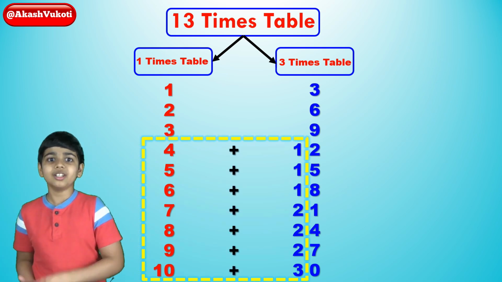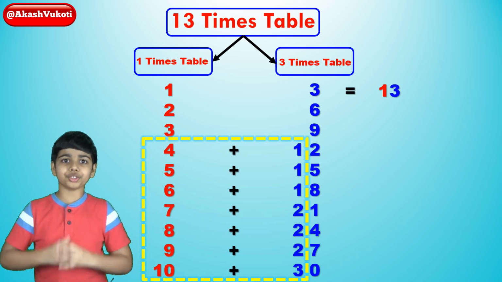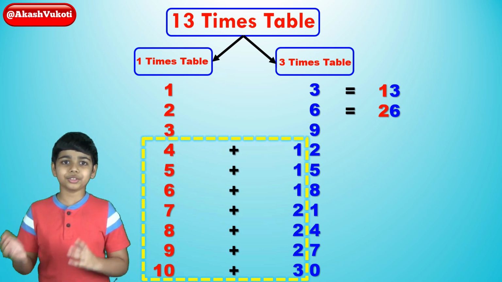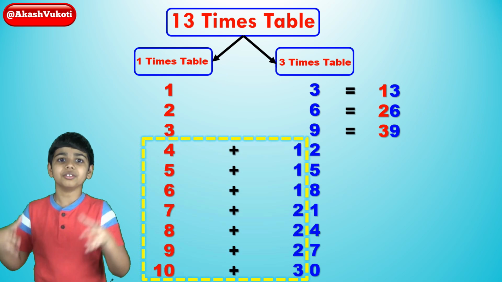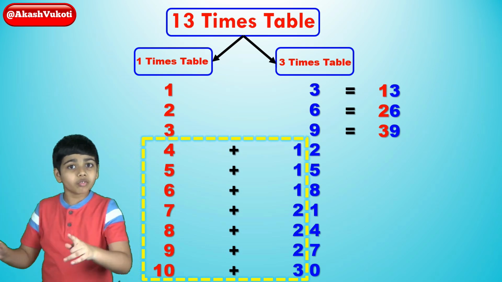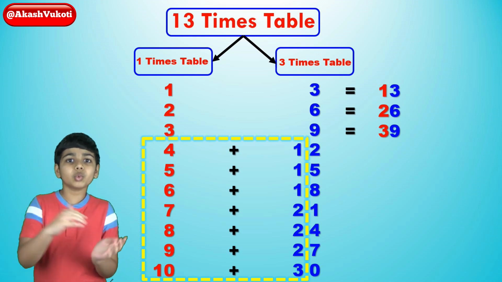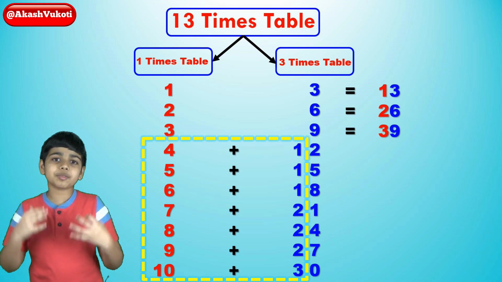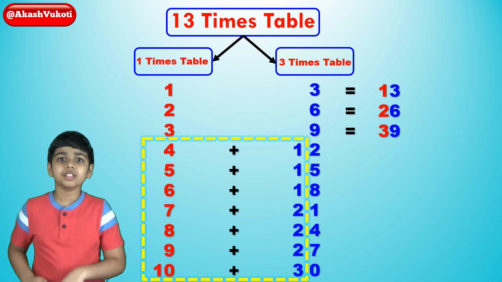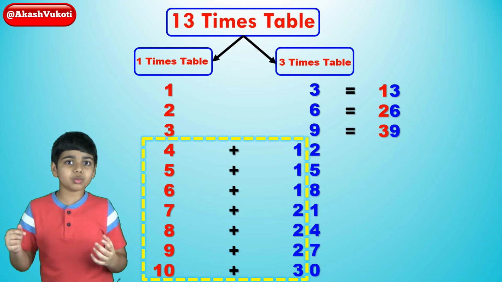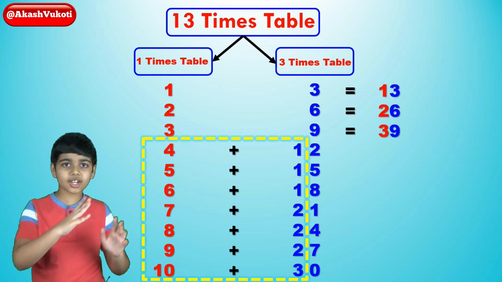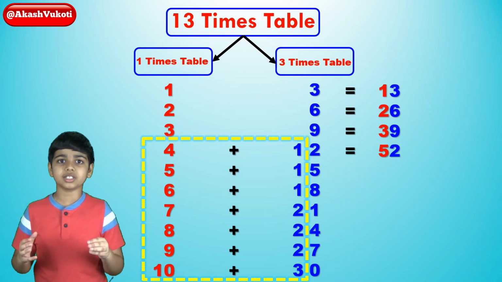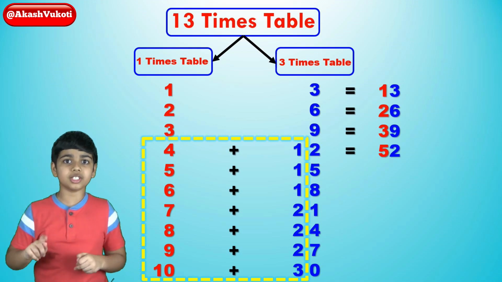13 times 1 would be 1, 3 becomes 13. 13 times 2 is 2, 6, 26. 13 times 3 is 3, 9, 39. 13 times 4 is, however, a little special. It's 4, 12. But 12 is 2 digits and we only have space for 1 digit at the end. So we take the 1 from 12 and add it to the 4 to get 5. So 4, 12, 52.